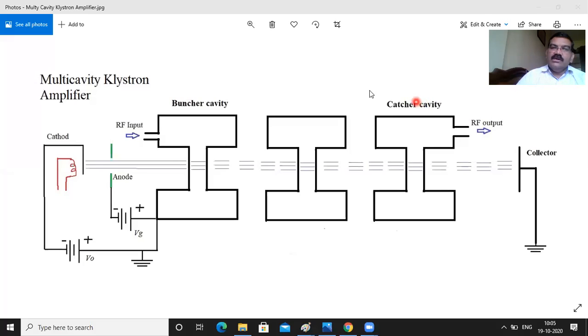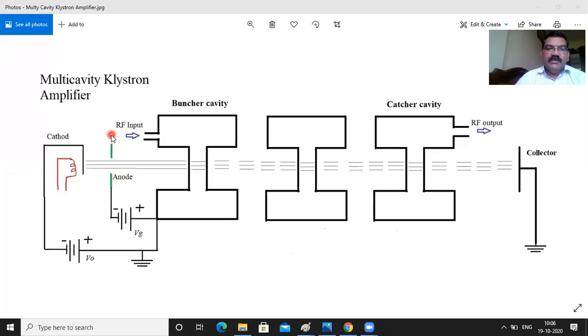Here I have kept another cavity. This is the representation of a multi-cavity klystron, a three-cavity klystron amplifier. As you know, the amplification process is used for RF or microwave signal amplification. The input signal is given here, this is your RF input, and this is your RF output. The RF input and RF output are shown in the diagram, and here the amplification process takes place.